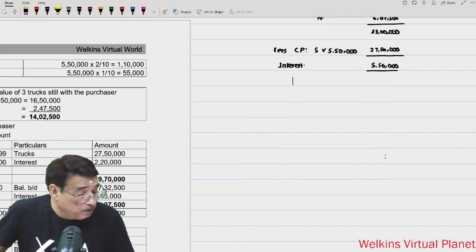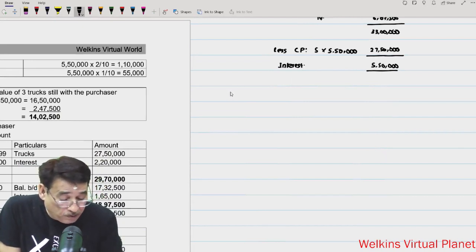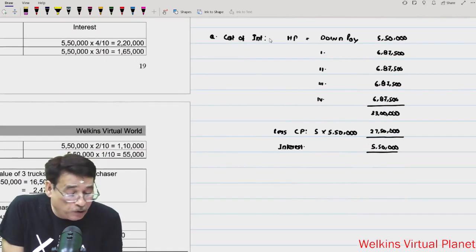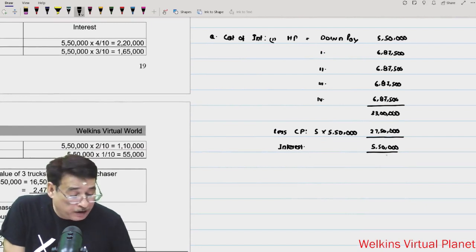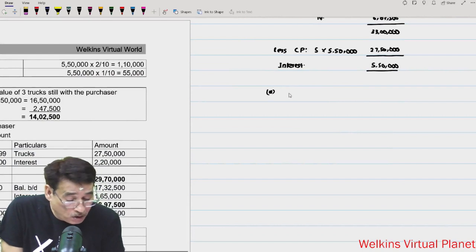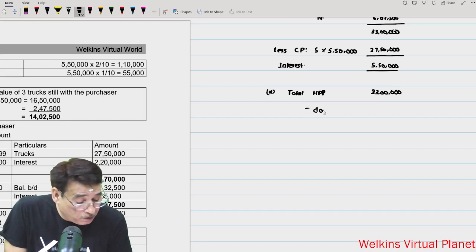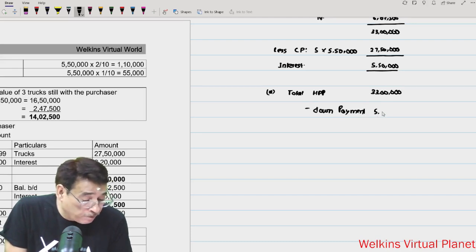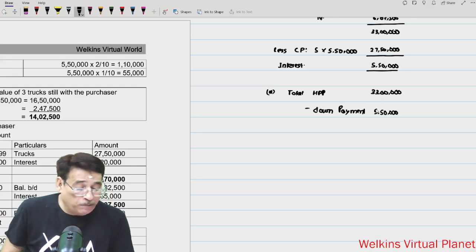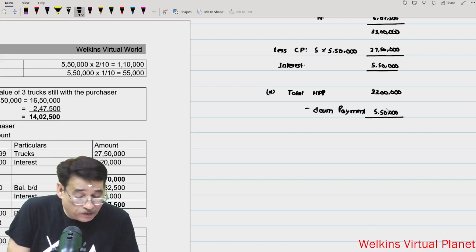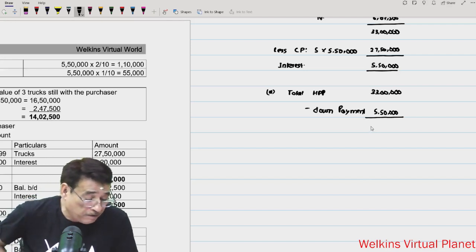Now, in order to compute interest, as you know, this is the computation of interest. Under computation of interest, first we computed the interest amount, and now we will compute the balances. First of all, I will write the total higher purchase price. It's a pretty boring thing, but we have to do that. We can't help it. 33 lakh. Then I will subtract the down payment, that is 5,50,000. Now you subtract from 33 lakh 5,50,000, you are going to get 27,50,000.